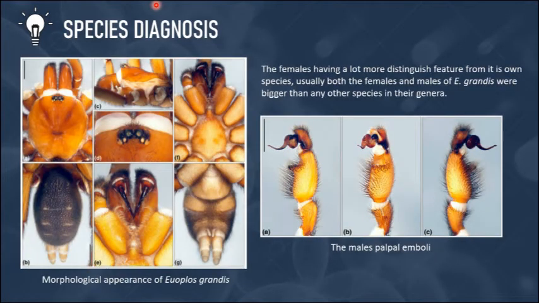For the diagnostic character of this spider, as you can see in here, this is the morphological appearance of the Euplus grandis, and this is the male's palpal emboli that is used to transfer the sperm into the female spermatheca. Usually the female has a lot more distinguishing features of its own species, and both the female and male of Euplus grandis were bigger than any other species in their genera.